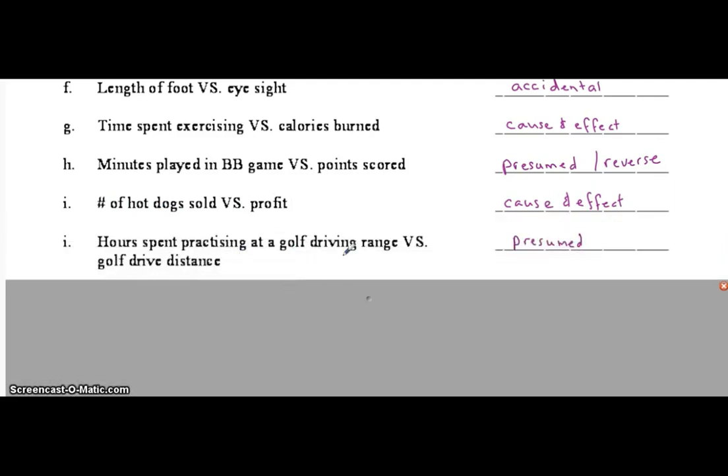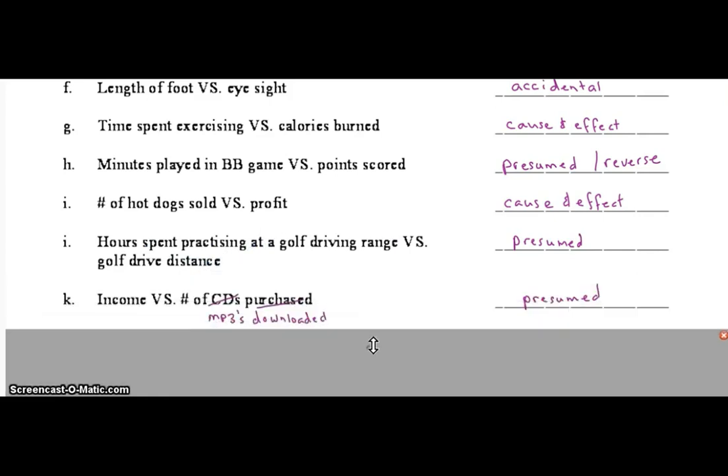Hours spent practicing at a golf driving range versus their golf drive distance. Some people might argue that that is cause and effect, but others might argue that just because you practice doesn't mean you will get better. It's presumed that you will, but it doesn't necessarily mean you will. So this one I said income versus number of CDs purchased, but I guess you guys nowadays, it's more likely MP3s downloaded. That one could be considered presumed because if you have more income, you have more money that you can spend on downloading MP3s.